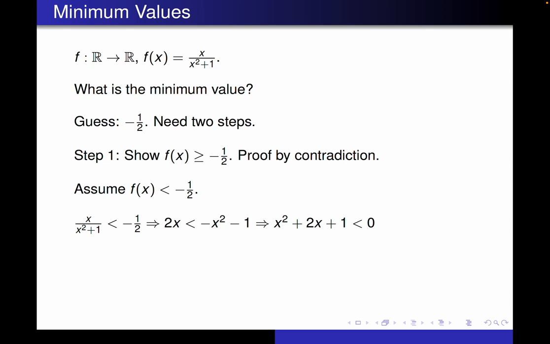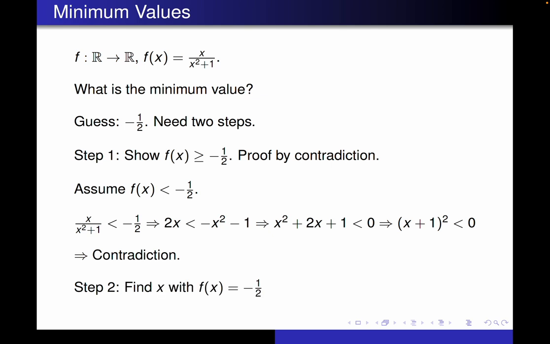That polynomial expression should look familiar. That's a perfect square. And that implies that (x plus 1) squared is less than 0. But that is ridiculous because when you square a number, you get a non-negative number. So that's a contradiction. Now step 2: we've got to find an x that actually gives us negative 1/2 as a value. That's not too hard. Plug in negative 1, and that gives you negative 1/2. And then we're done. That proves that negative 1/2 is the minimum value of f, and we have a minimum at x equals negative 1.